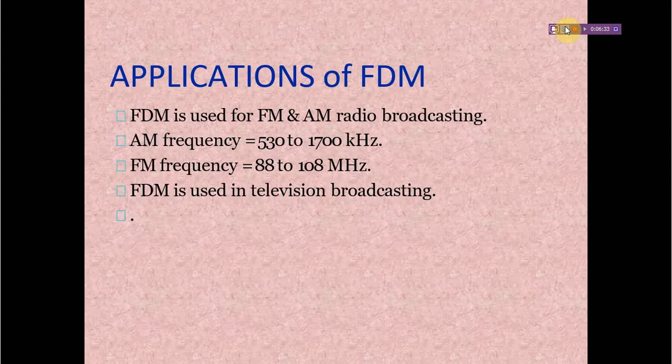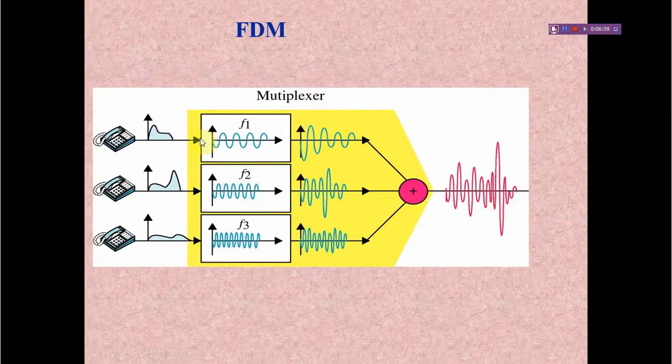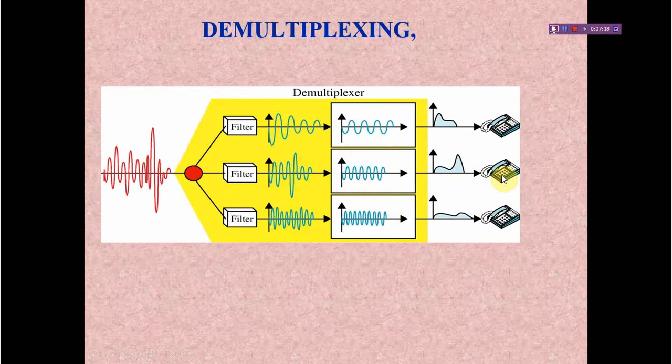Then applications of FDM. FDM is used for FM and AM radio broadcasting. AM frequency is 530 to 1700 kHz and FM frequency is 88 to 108 MHz. FDM is used in television broadcasting also. So here in frequency division multiplexing, the signals from different senders, frequencies of different channels, are combined together with a multiplexer and it generates a composite signal. This composite signal travels through a single link and at the receiver end a demultiplexer is used to separate the components of the signal.